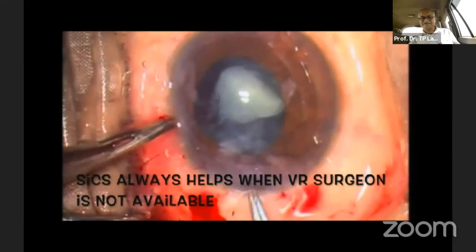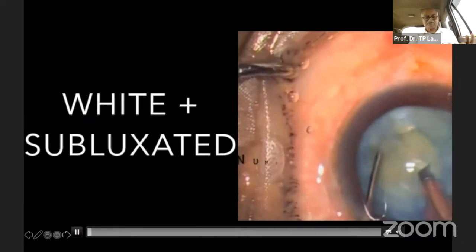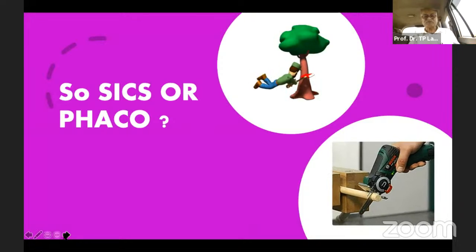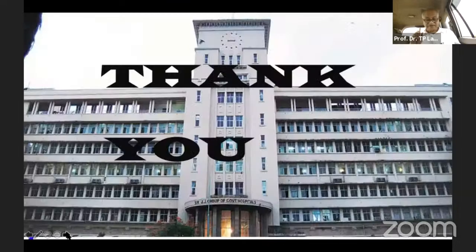So here you will see this SICS has helped me, and I'm removing the pieces instead of those which are going behind. So SICS or phaco, that you should decide, and this combination works best as the two techniques are complementary to each other. They are not different techniques; they are complementary to each other, and so these techniques work better. And I think if you are a master in both techniques, that is always helpful. So thank you very much. I think this is what I want to say.